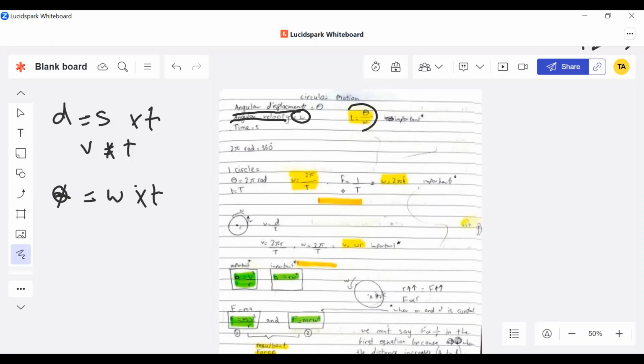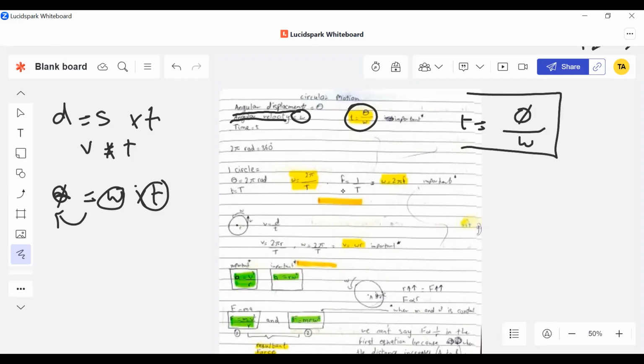And this formula right here states that time equals the angular displacement over angular velocity. Because when I want to find time, I'll move this omega to the left, it will go down, and I'll get this formula right here. So this is one formula that you need to know.